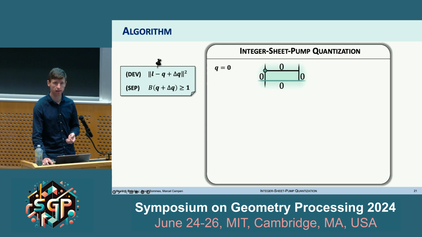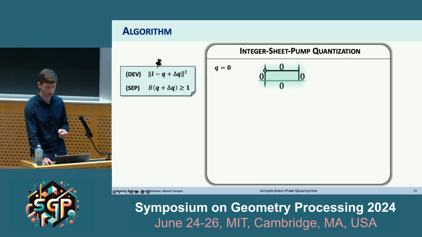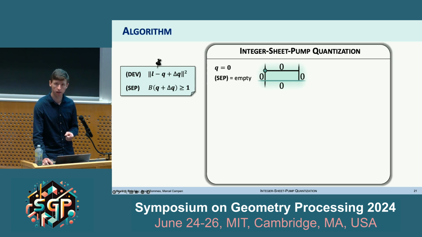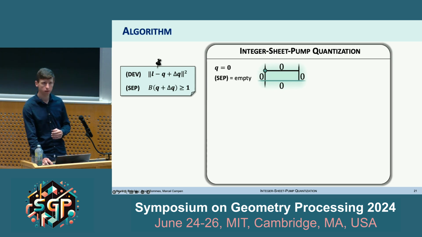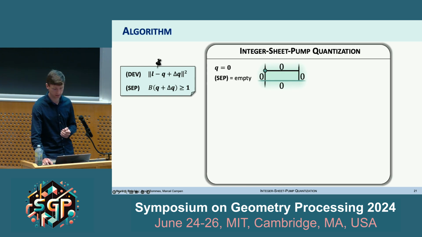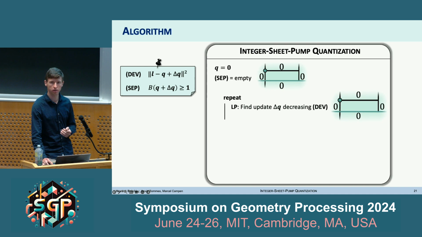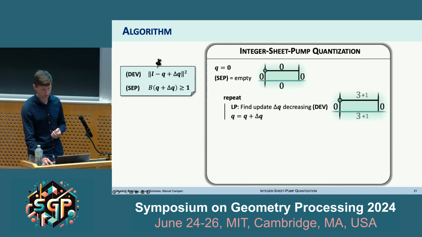So what that means is, instead of starting with a complete set of pairwise separation constraints for features, we start without any and then add them only on demand and on the fly. Doing this keeps our inequality system lightweight for our LPs. So after initialization, we repeatedly use our LP to find updates that reduce the deviation from targets and apply them to the current quantization. This then is repeated until no more improvement can be found.